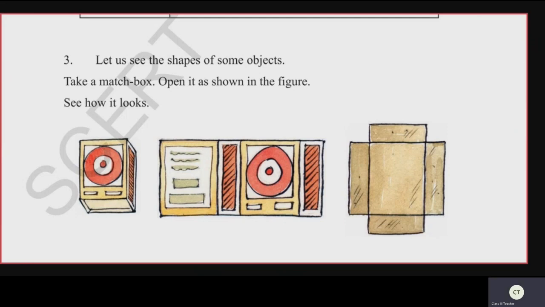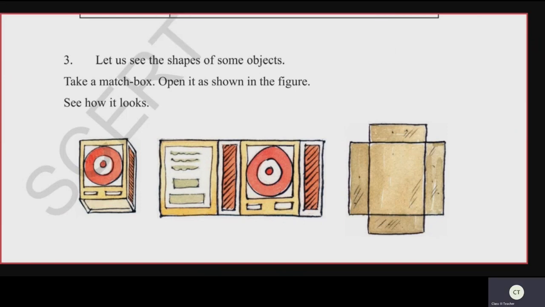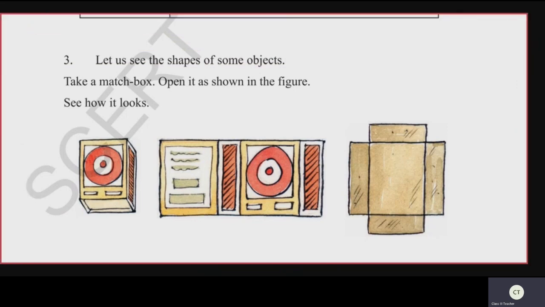Okay, children, first picture, full matchbox. Then open the matchbox like this. Cut the matchbox, okay, children? Cut along its outer edges. Use scissors and cut along its outer edges. Then open the matchbox. Then you can see the outer part of the matchbox here like this.